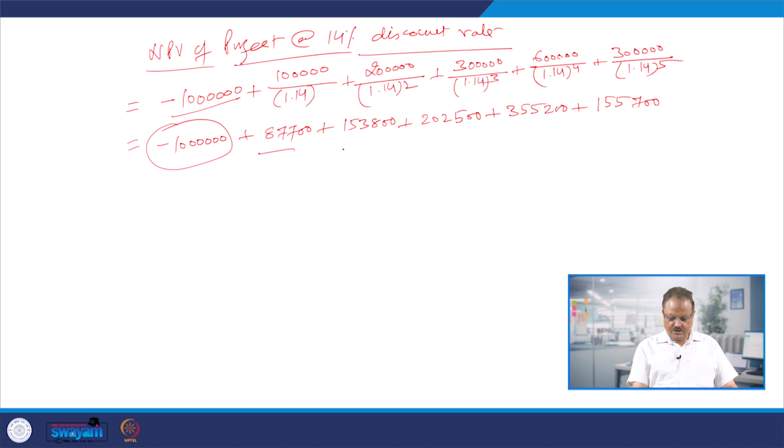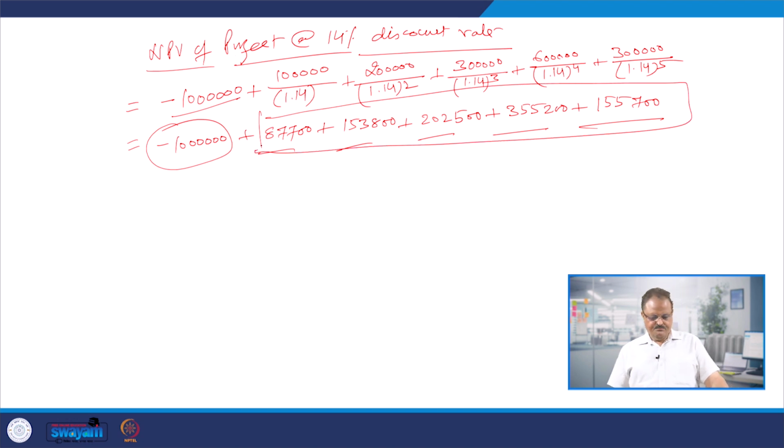This is your negative value. All these are the positive values. So what you have to do is sum up all these values, and the sum of these values we will have to subtract from the cash outflow. So 1 million, 10 lakhs is the cash outflow, and over the foreseeable period of 5 years, the cash inflow is 1 lakh, 2 lakh, 3 lakh, 6 lakh and 3 lakhs, and the discounted value of this cash flow at the discount rate of 14% is 87,700 plus 153,800 plus 202,500 plus 355,200 and 155,700.